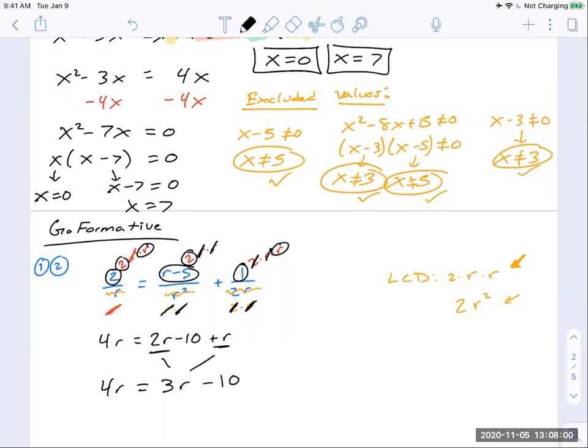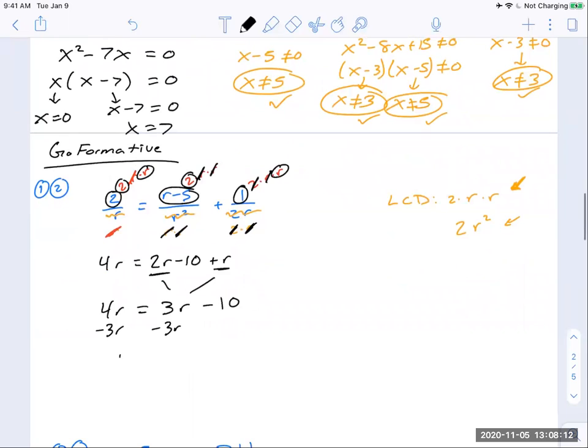Two-step equations, we've seen this before in IM1. You want the variables on one side, your constants on the other. Subtract 3R. R equals negative 10.